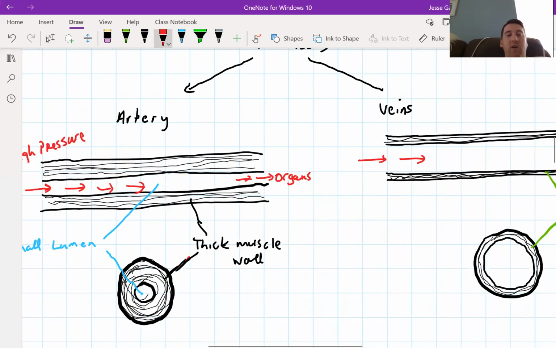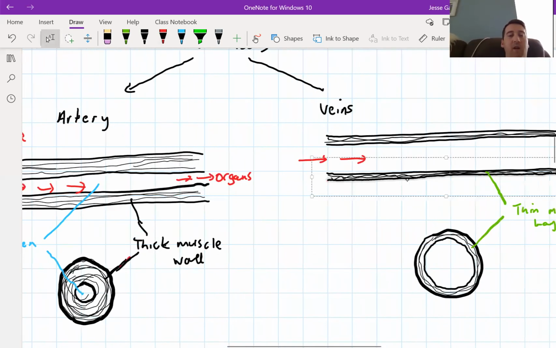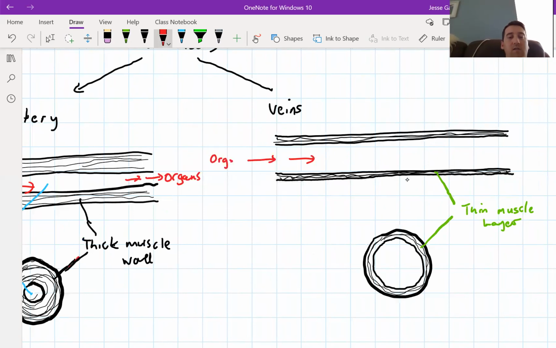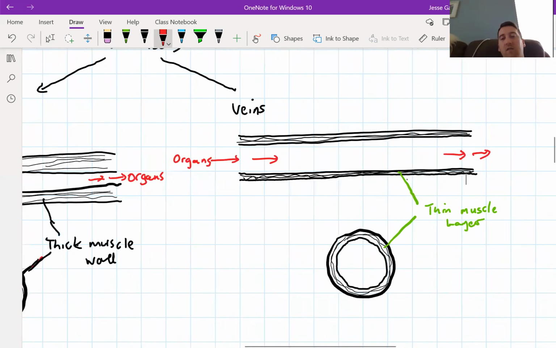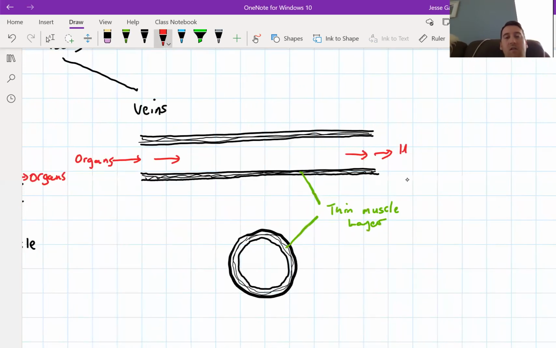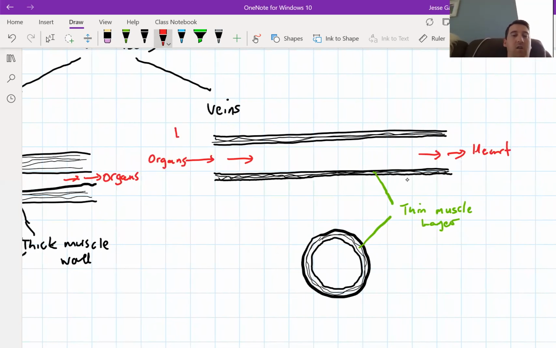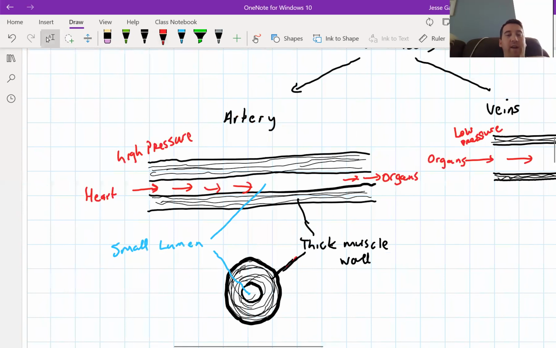Whereas in veins, it's going the opposite way. It's flowing from the organs, it's going through veins back to the heart. And it's under low pressure. And the reason for this is because it was pumped a long time ago. It's the pumping of the blood by the heart that creates the high pressure. So when blood leaves the heart, it leaves in arteries.